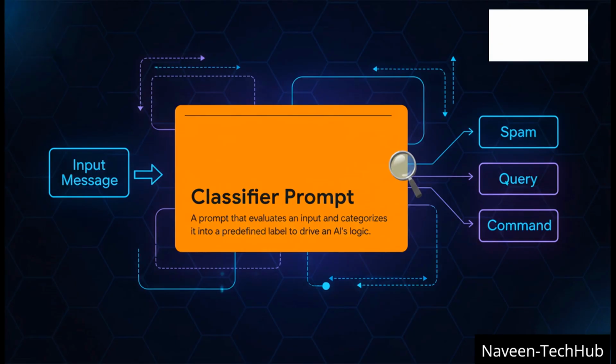It's just a special instruction we give to a large language model, the AI brain like GPT-4. We tell it to do one very simple job. Take whatever input you give it, like a user's message, and stick a label on it from a list that we provide. That's it. It's not about being creative, it's about making a clear, predictable choice.